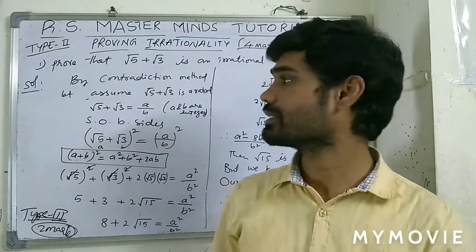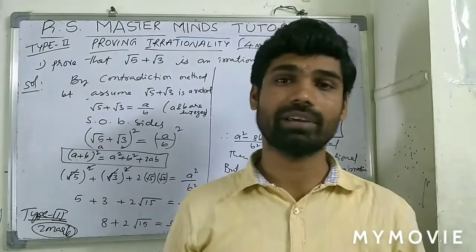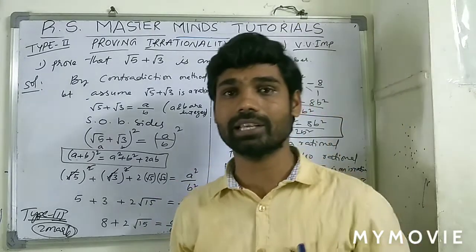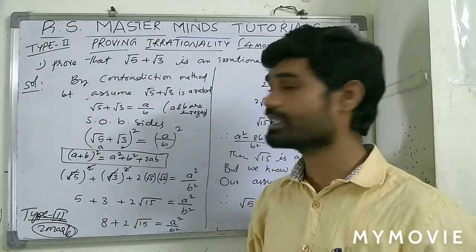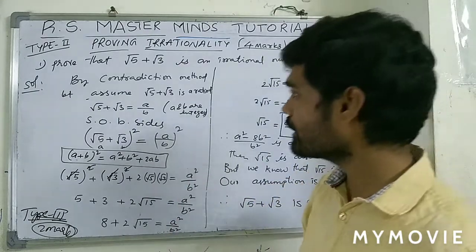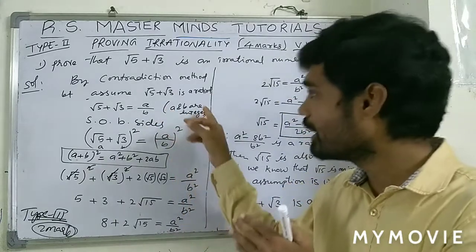In the last class we completed type 1, proving irrationality. Now, proving irrationality type 2. Here, under root of 5 plus under root of 3 should be proved as an irrational number. For that, by the same contradiction method, we assume it is a rational number.